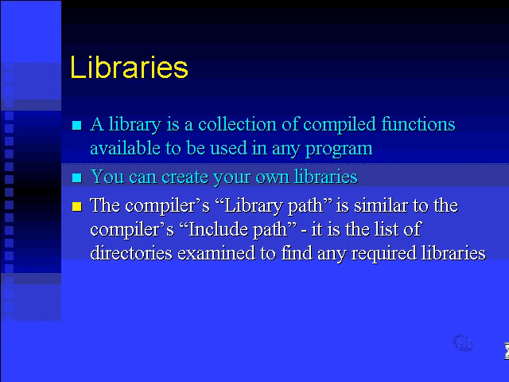Now cast your mind back to include files. Remember I said you can include a file using the #include directive, and the compiler has an include path, which is a list of directories that it goes and looks in to try and find that include file. Well, in exactly the same way, the compiler has a library path, which again is a list of directories that the compiler will go and search in to try and find the library that you've named. And that's pretty much all there is to it.